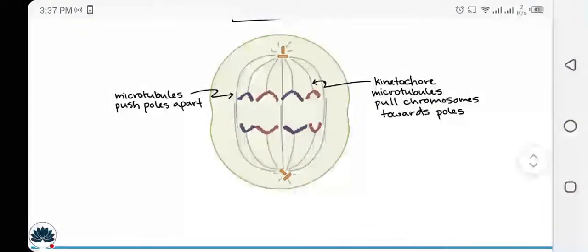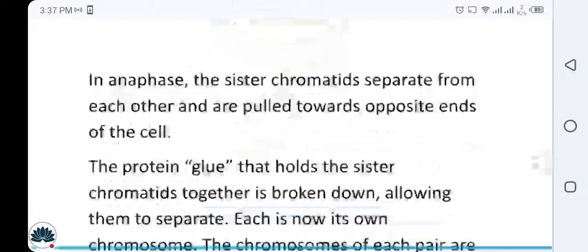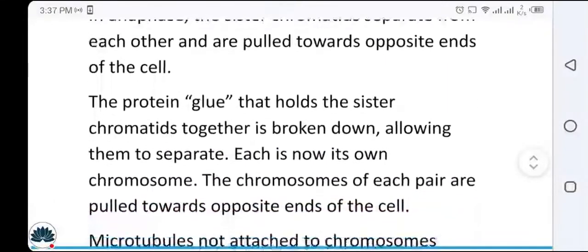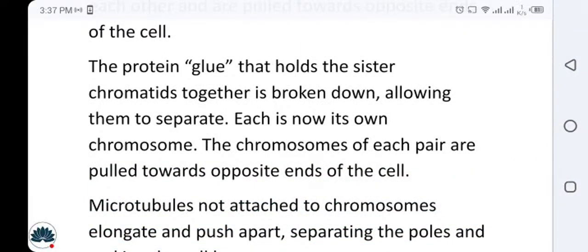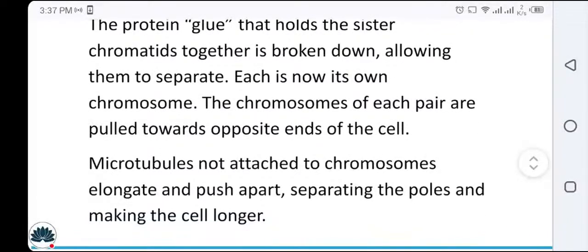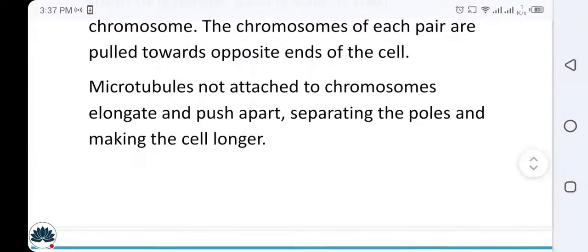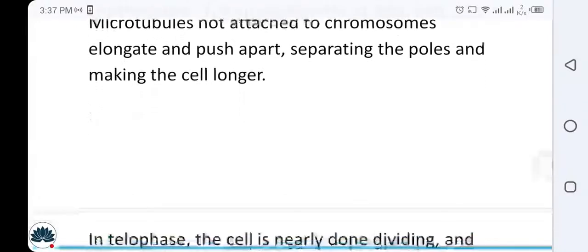The kinetochore microtubules pull chromosomes towards the poles. In anaphase, the sister chromatids separate from each other and are pulled towards opposite ends of the cell, and the protein glue that holds the sister chromatids together is broken down, allowing them to separate. Each is now its own chromosome. The chromosomes of each pair are pulled towards opposite ends of the cell. Microtubules not attached to the chromosomes elongate and push apart, separating the poles and making the cell long.